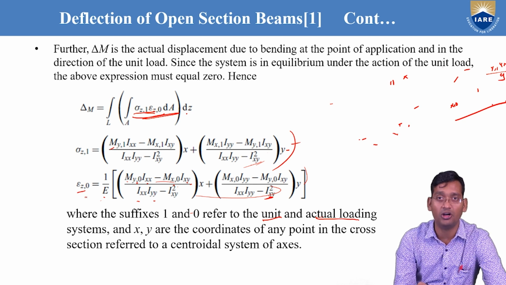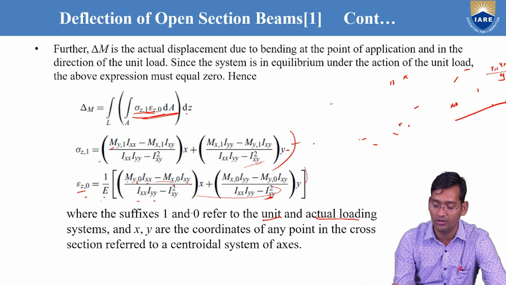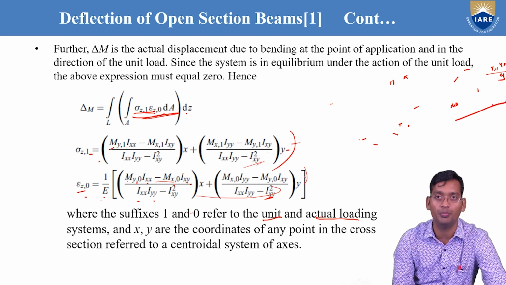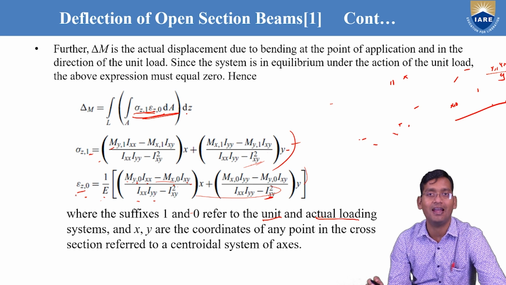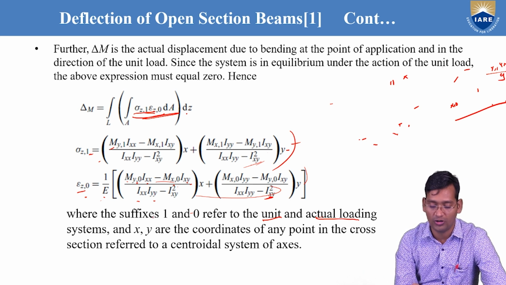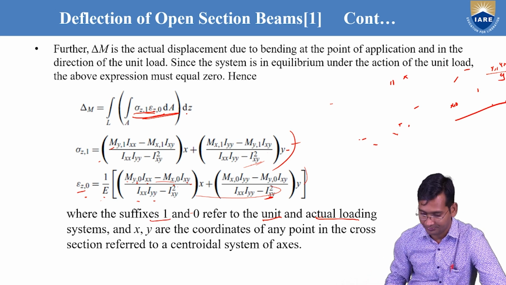Similarly for epsilon, that is the strain. Strain is stress by modulus, and we already found the stress. That is for the first, the unit load. Here that is for 0. So everywhere wherever 0 is there, replace with 0 and divide the whole thing by epsilon naught. You will get the strain at 1, 0, so 0 and the actual load. So what is 1 and 0? 1 is for the unit load and 0 is for the actual load.